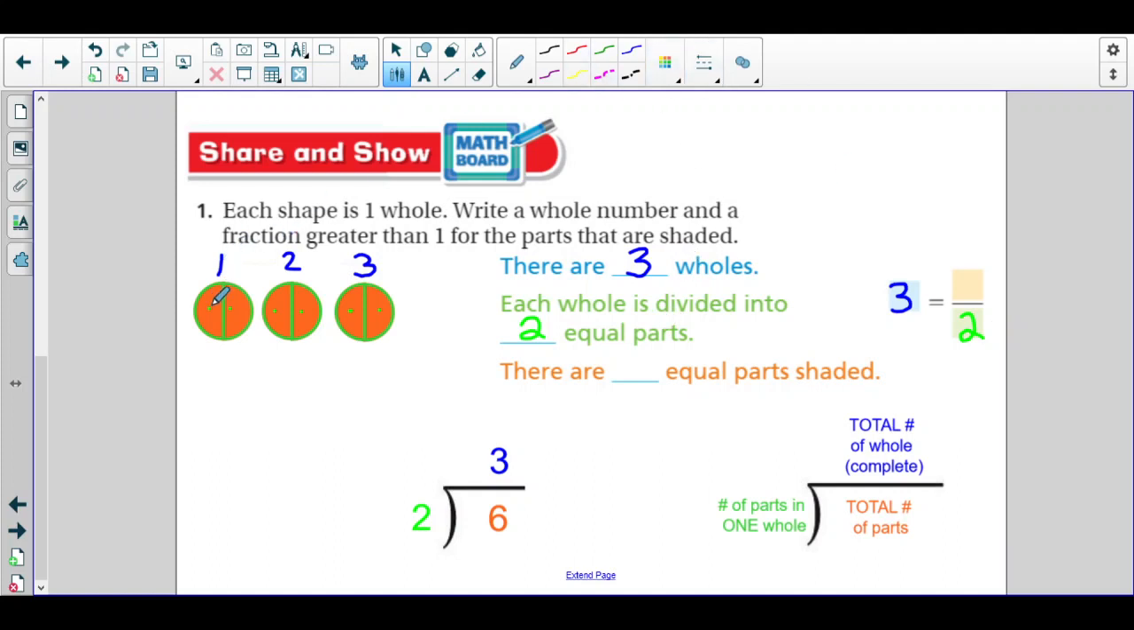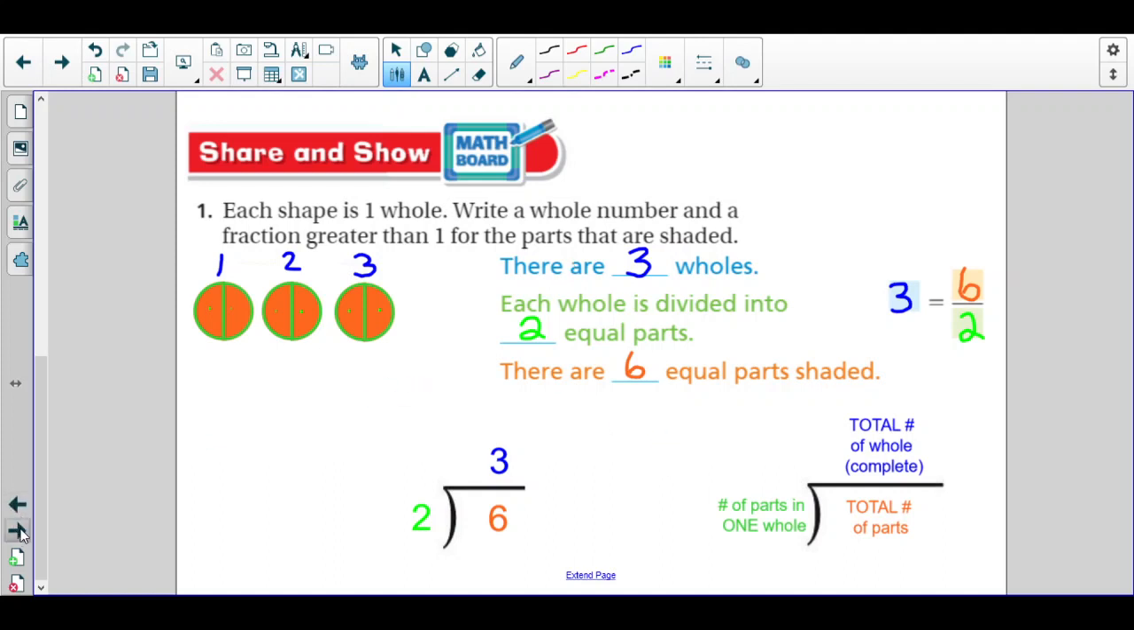And then how many total parts do we have shaded? Well, we have the 1 and 2 and 3, 4, 5, and 6. So 6 equal parts. And so using kind of this formula of the total number of parts divided by the number of parts in one whole, then we get this right here, this number of whole pieces that we have, 1, 2, and 3. All right, simple division.